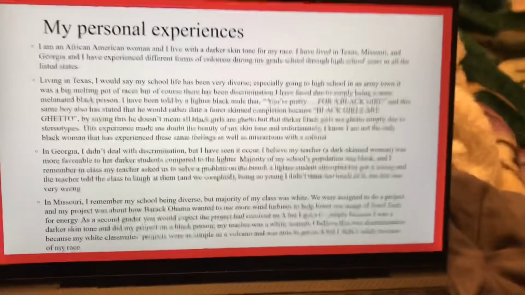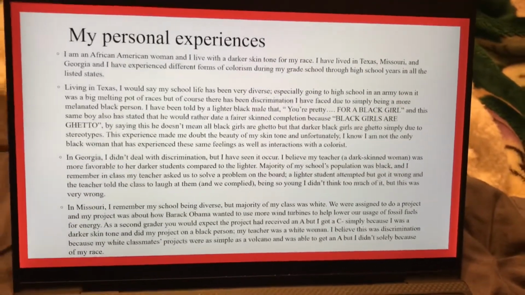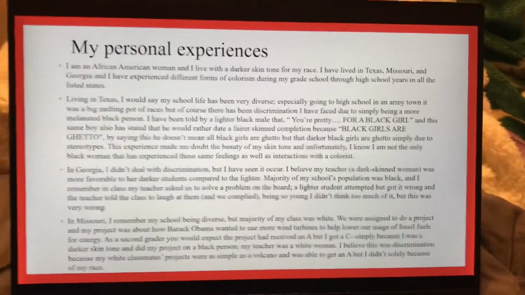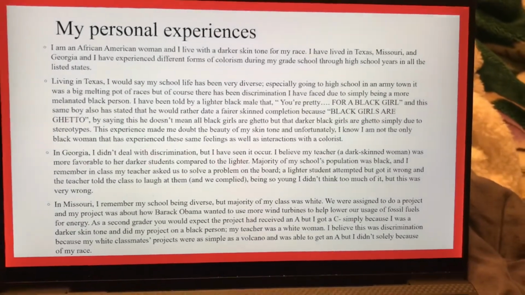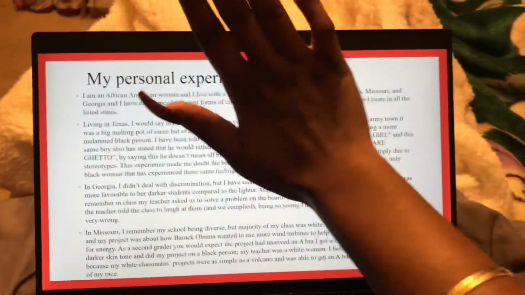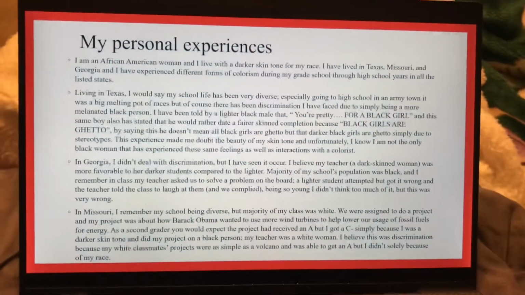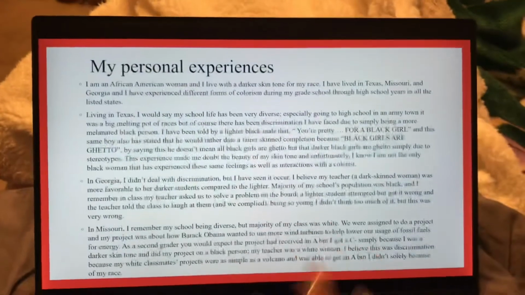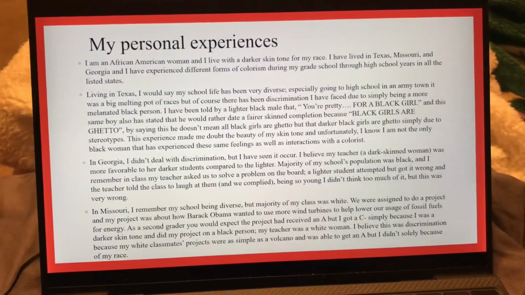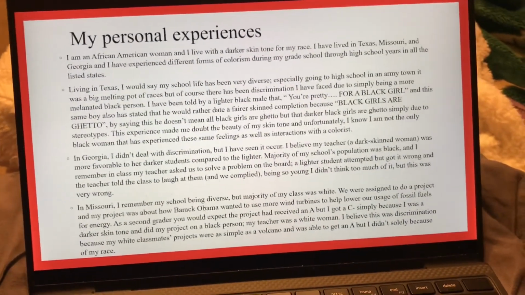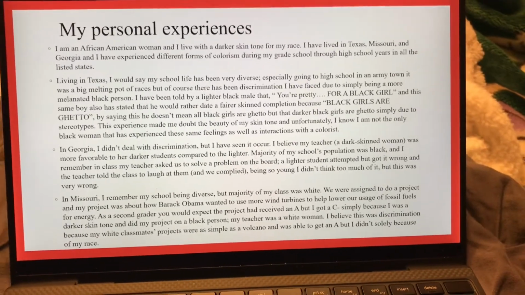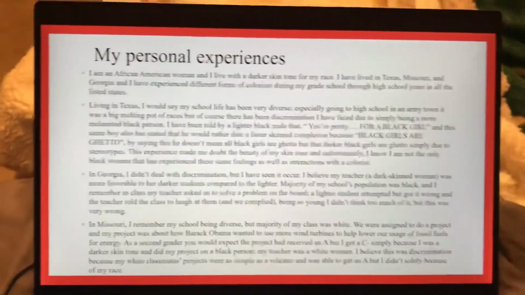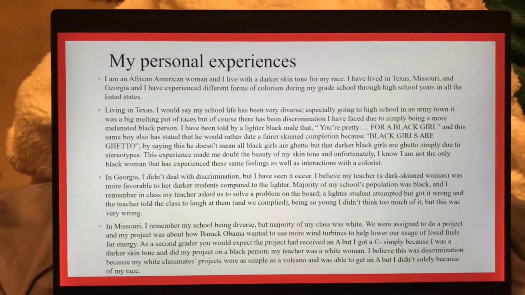Okay, so my personal experience when it comes to colorism, I am an African American woman, and I do live with a darker skin tone compared to a lot of people my race. I have lived in three different states, and I have experienced different forms of colorism in all of them. In Texas, I lived in Fort Hood, Texas. So I lived right by an Army base.